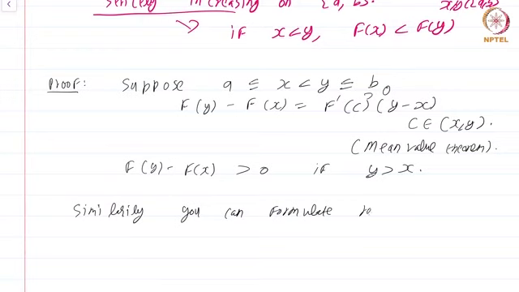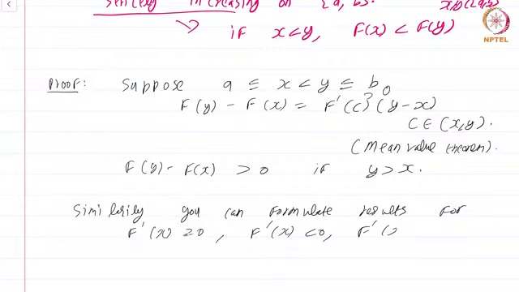results for f prime of x greater than or equal to 0, f prime of x less than 0, f prime of x less than or equal to 0. Here you will conclude that f is increasing, here you will conclude that f is strictly decreasing, and here you will conclude that f is decreasing.